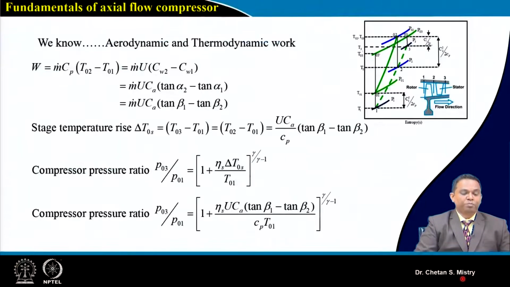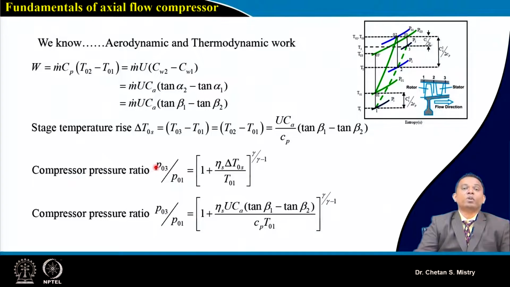Now let's move on to what we know of our fundamentals. We have our compression work, which can be represented in thermodynamic terms as m cp delta T0, and we can equate that to the aerodynamic work, because we have realized that the thermodynamic work and aerodynamic work need to be the same. If we put both the same, we get the stage temperature rise, which can be given as U Ca by Cp into tan beta 1 minus tan beta 2.